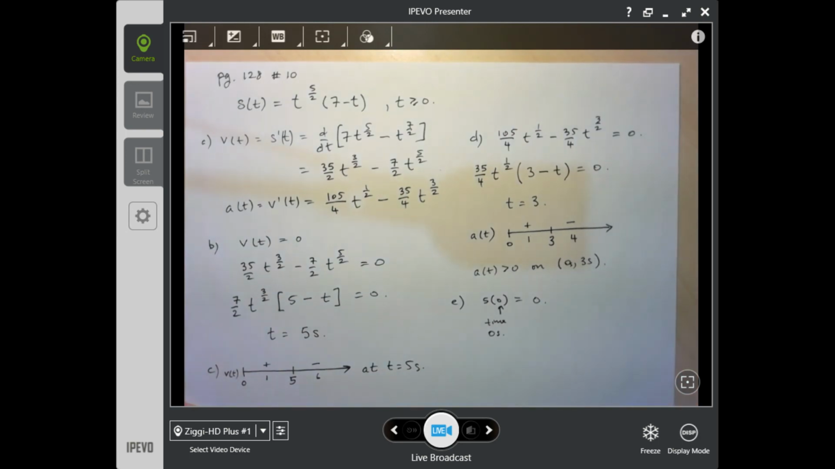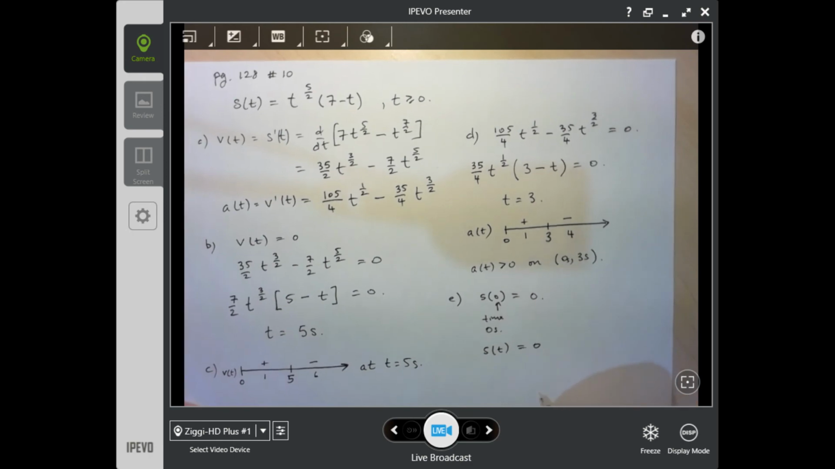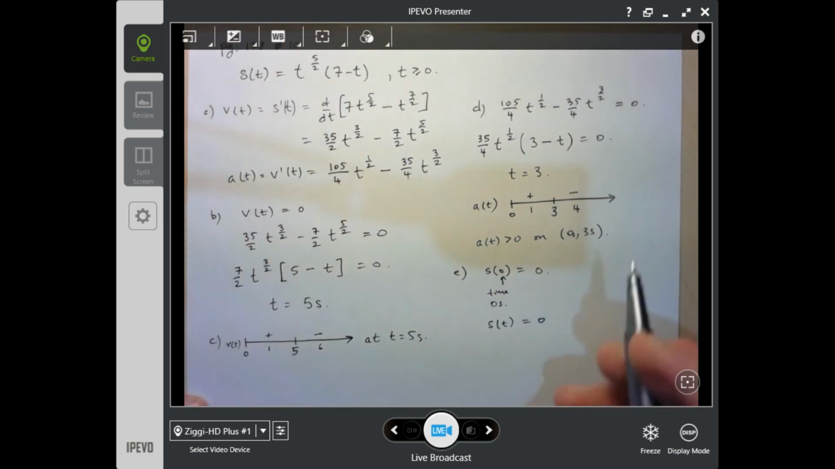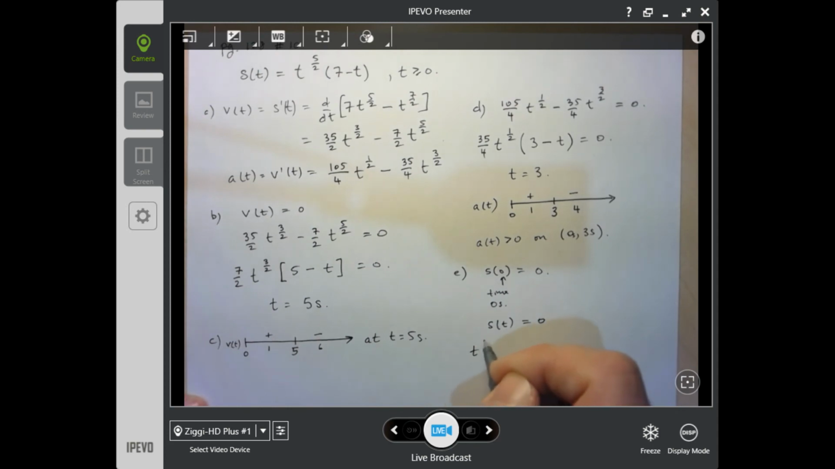So in other words, I have to determine when s of t is going to be equal to 0 again. But this is actually going to be quite nice, because it's already in factored form for me. So I have t to the 5 over 2 times 7 minus t equals 0. So we already know that at time 0, it's going to be equal to 0. When's the next time it's going to be equal to 0? At t equals 7 seconds.